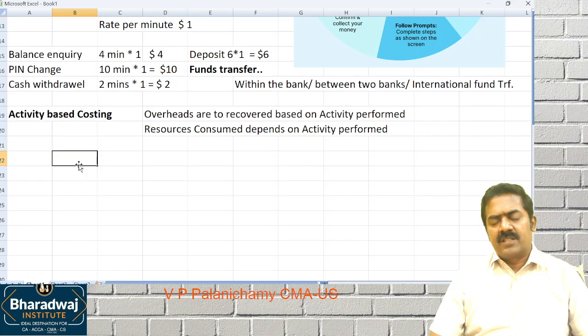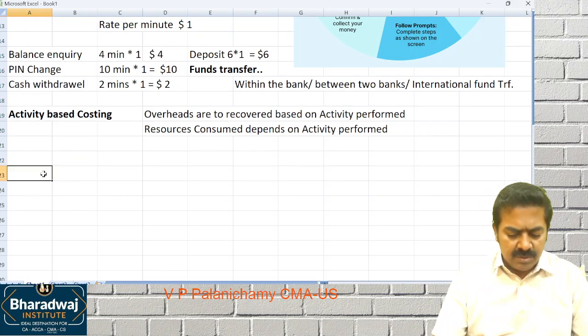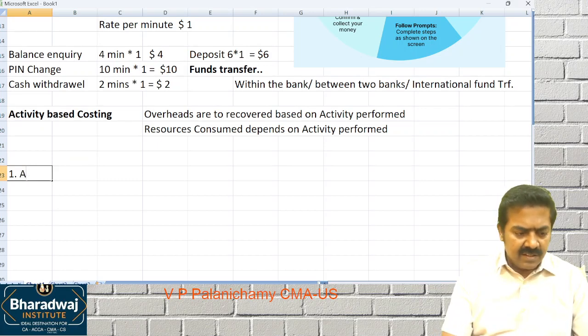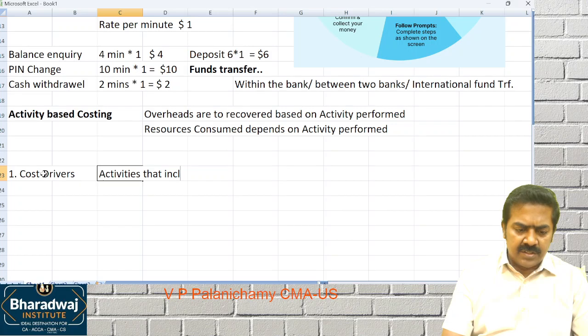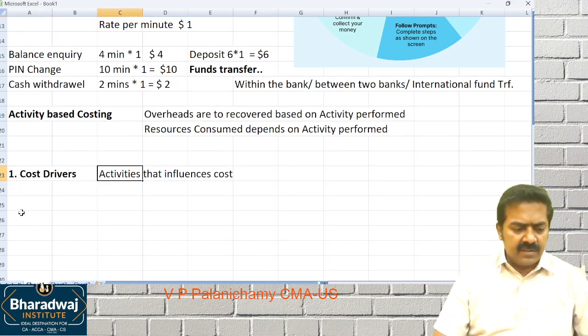So what happens is, for installing the activity based costing, what you have to do is, okay, you have to find out activities. We call it as cost drivers. Cost drivers means activities that influence cost. Okay, identify this.